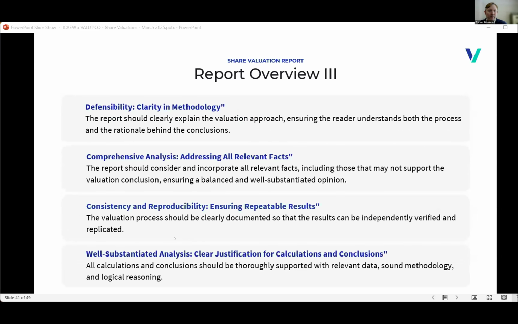Can also make these comments. So the strong valuation report has to be defensible with a clearly explained methodology that withstands scrutiny. It should be comprehensive, so incorporating all relevant facts, even those that don't support the conclusion, to ensure objectivity and balance. And to maintain credibility, the process must be well documented so that another professional could reasonably reach the same conclusion. Every calculation should be well substantiated and backed by sound data and methodology to avoid challenge.